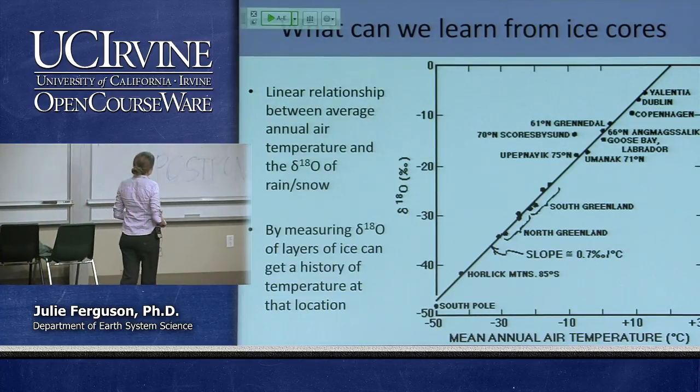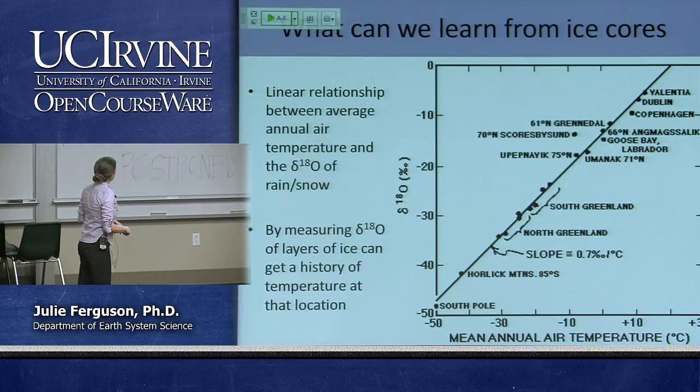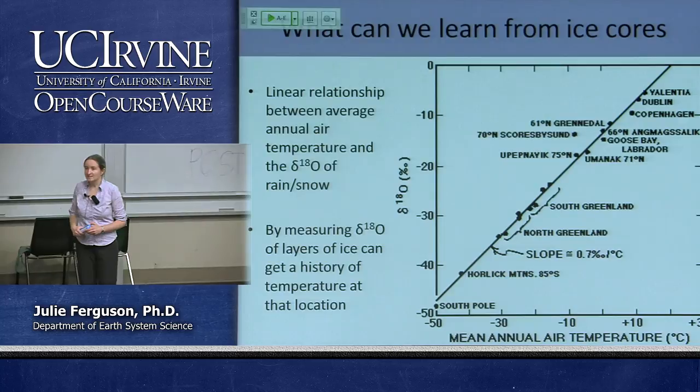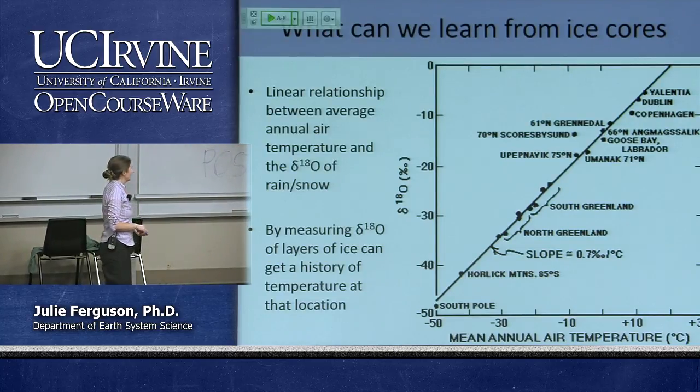So along my x-axis here at the bottom, I have the mean annual temperature in degrees Celsius, and then up the side, I have that delta O18 of the rainfall or snowfall, whatever's coming out of the sky, okay? You can see that it forms a really nice straight line.